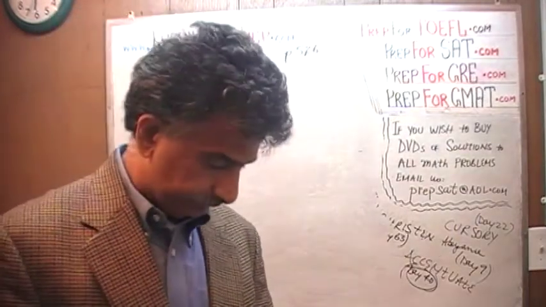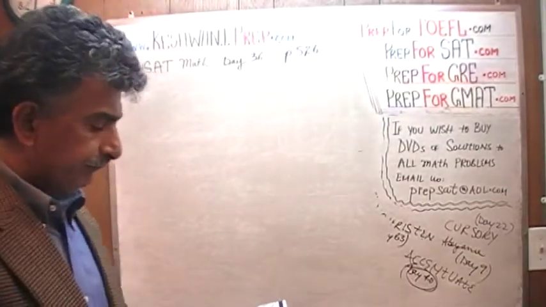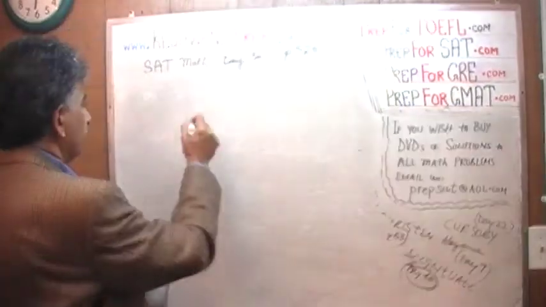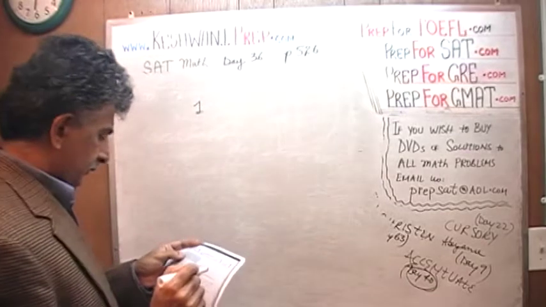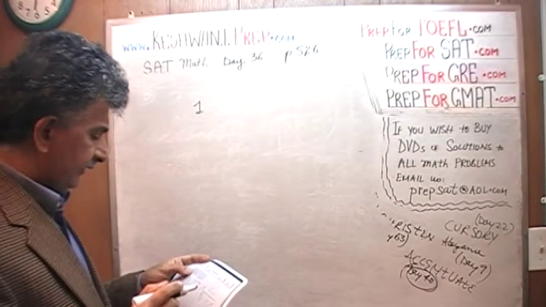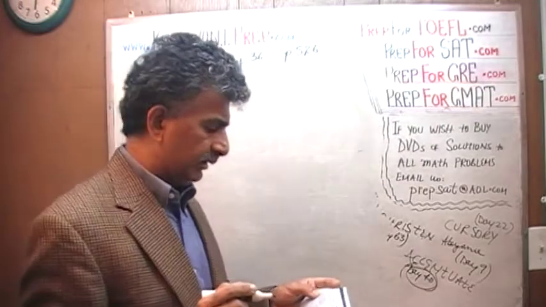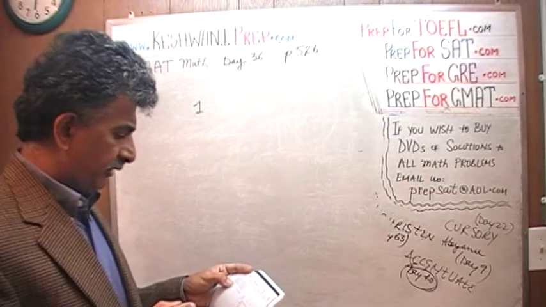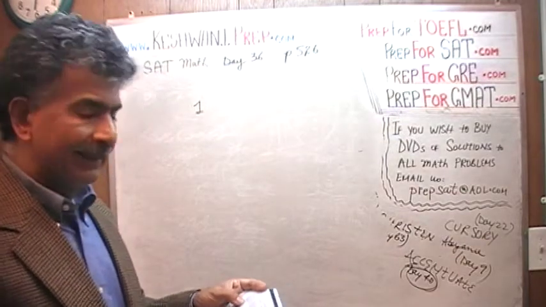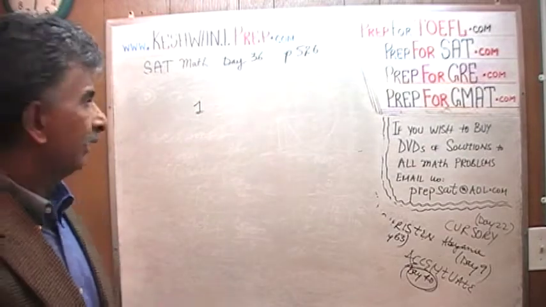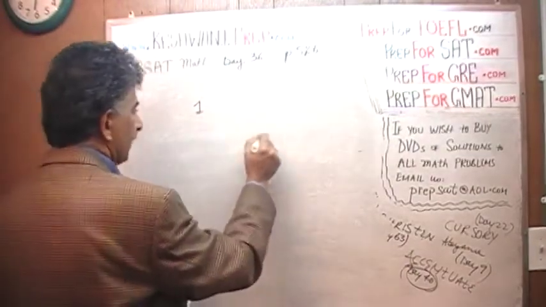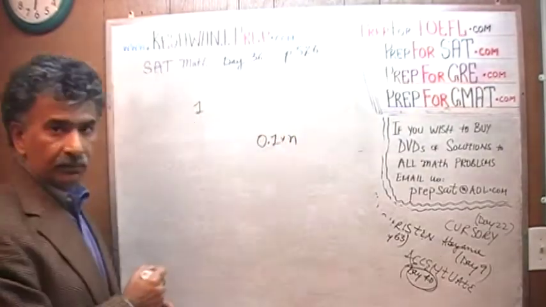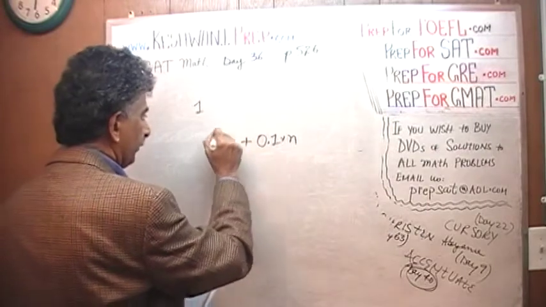Question number 3. Page number 526, question number 3. A hotel charges a service fee of $1 per day. In addition, there is a charge of 10 cents per copy made. Which of the following represents the total charges in dollars to use this copy machine to make n copies in one day? Well, they charge 10 cents to make one page. If you're going to make n copies, you're going to pay n times that amount. In addition to that, you have to pay the dollar to begin with.